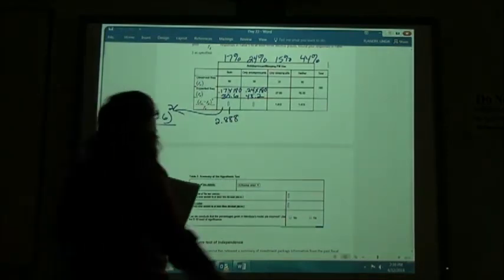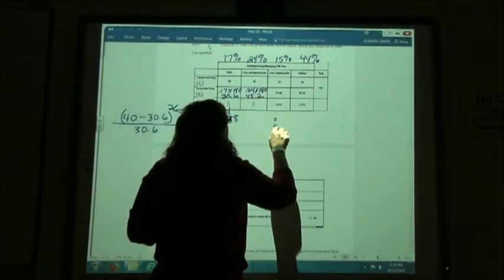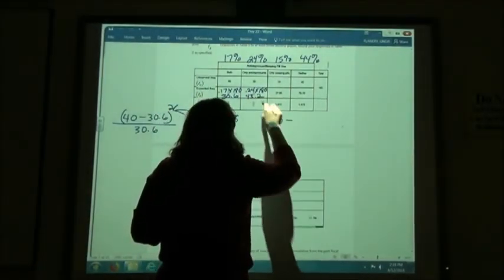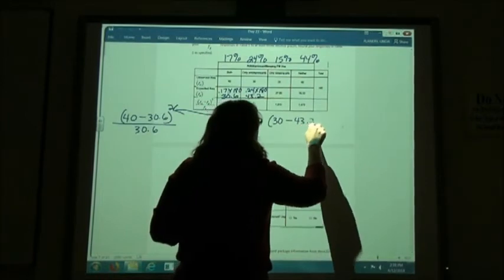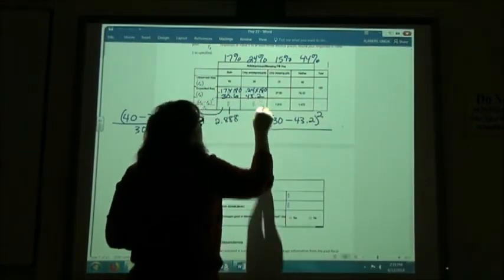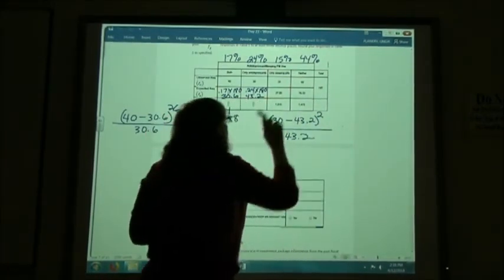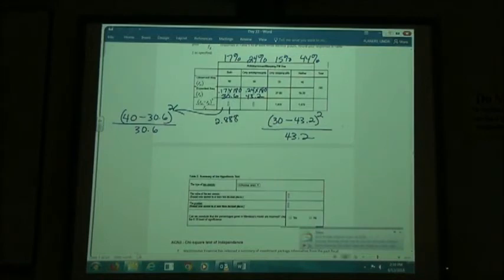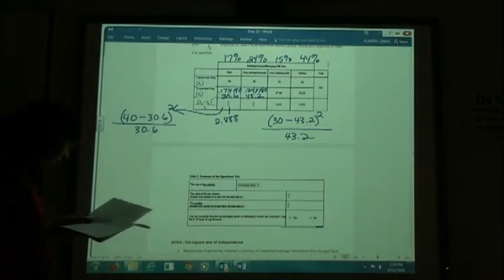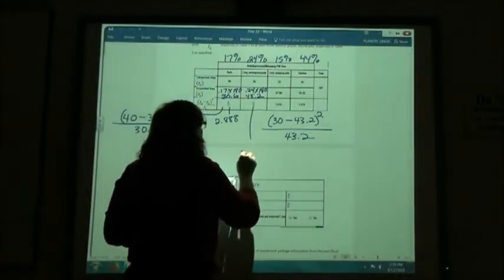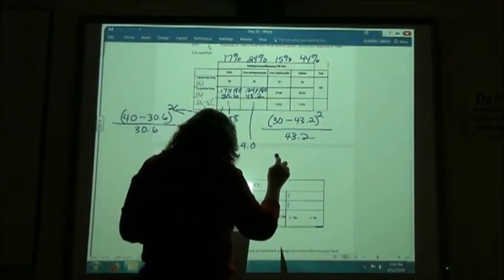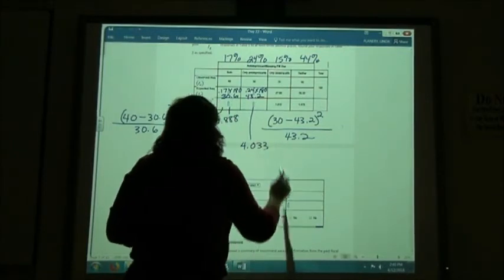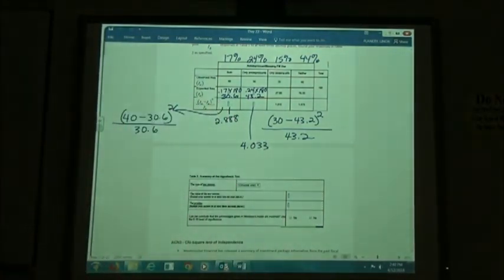On our other one, our observed was 30 minus our expected, 43.2, squared, divided by the expected, 43.2. So in parentheses, 30 minus 43.2, squared, and then divided by 43.2. We should come up with 4.033.